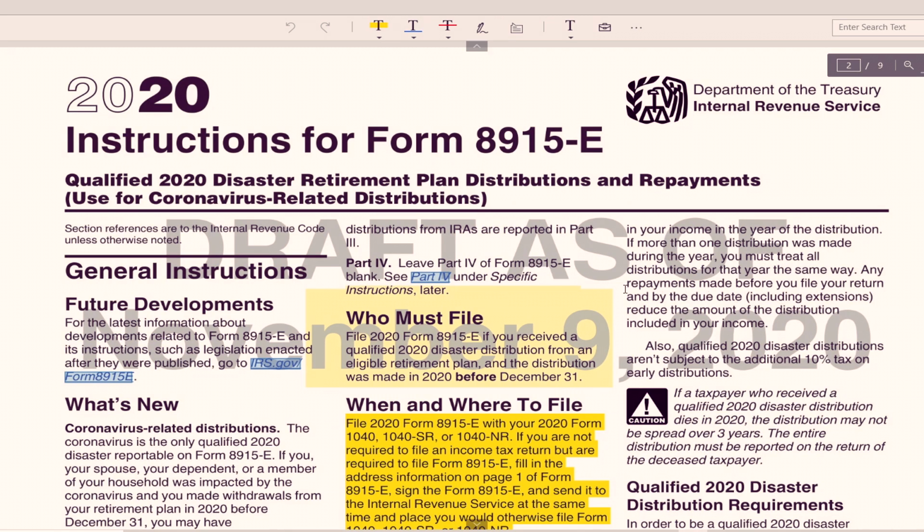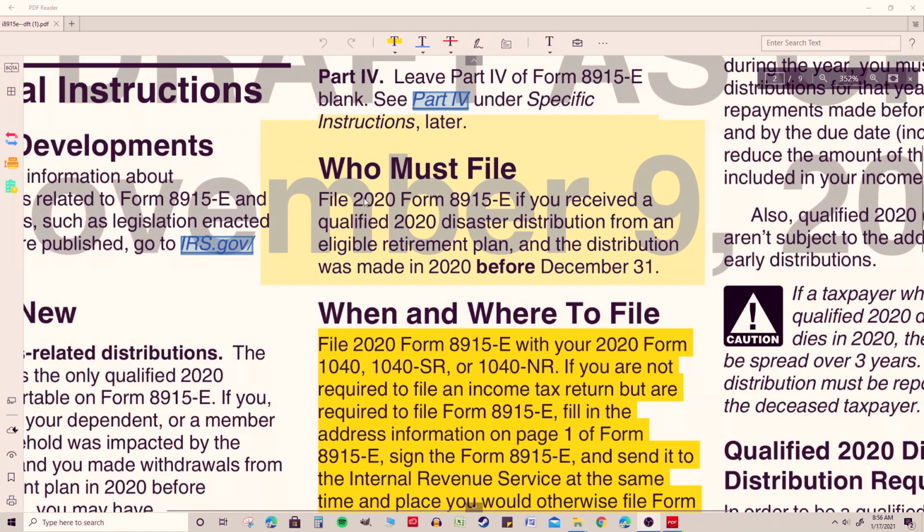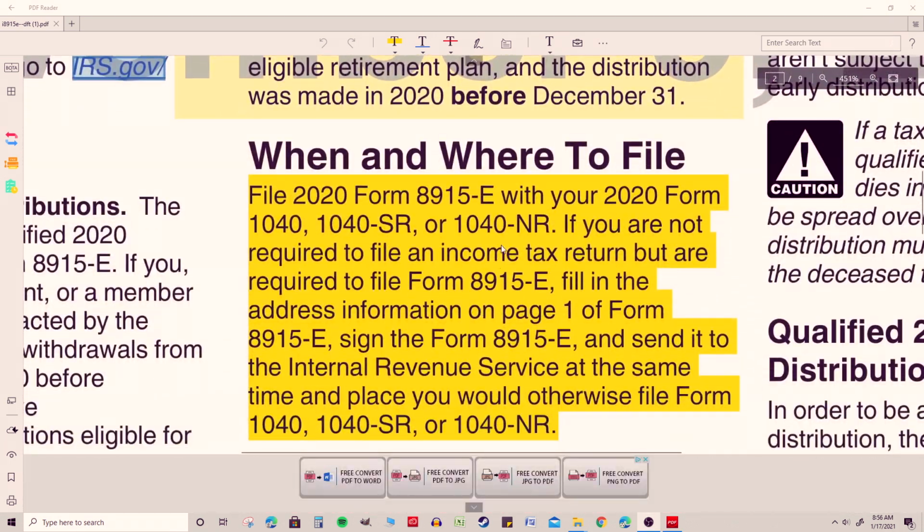This is just general tips, guys, when you're filling out tax forms, especially if you're not familiar with them. You can actually find the instructions to the form. I'm going to link this in both the comment and description section below, so make sure to check it out if you have questions regarding this form. The couple things I wanted to highlight, it says, who must file? It says file 2020 Form 8915-E if you received a qualified 2020 disaster distribution from an eligible retirement plan and the distribution was made in 2020 before December 31st.